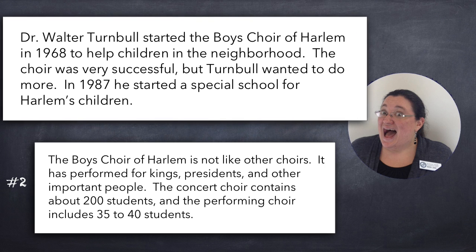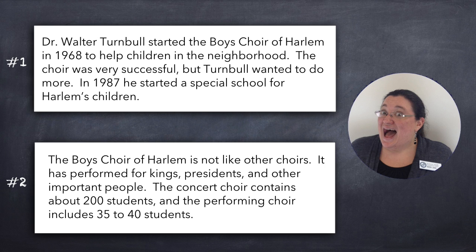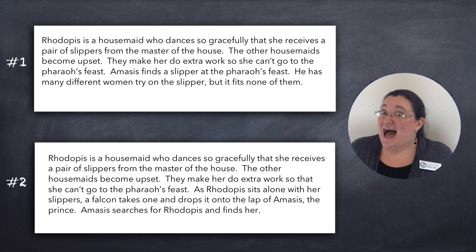In this example, number 1 is the better summary. Number 1 provides more of an overview. Summaries are designed to be more of an overview rather than getting into specific details. Number 2 includes specific details like the number of students in the choir and things of that nature. So number 1, because it is more general and more of an overview, is considered a better summary. Take a look at these summaries.